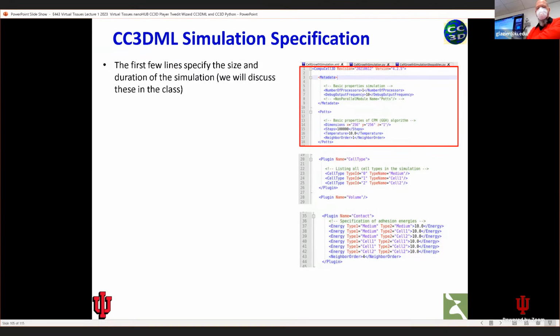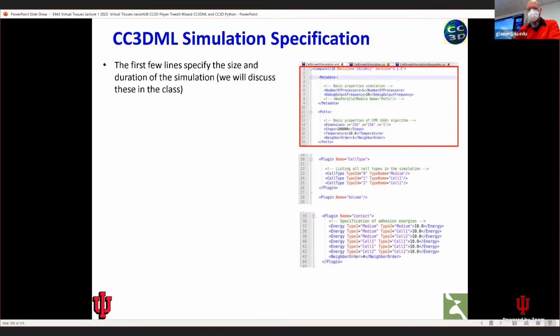If we look at the XML, the first two lines specify number of processors, debug output frequency, and the dimensions of the cell lattice, here 256 by 256. How long the simulation runs, 100,000 steps. There's a sort of mysterious property called temperature, which is the fluctuation amplitude of cell membranes in the simulation. And something called neighbor order, which is also a technical issue about the methodology used to do the cell movement. We're going to typically ignore that, although we'll talk about it when we need it.